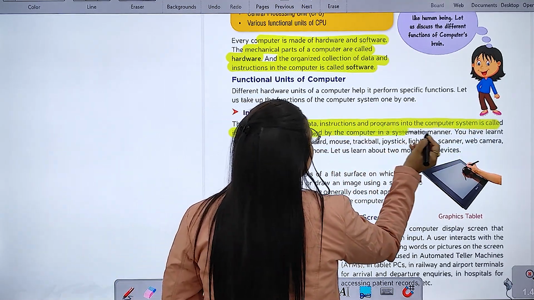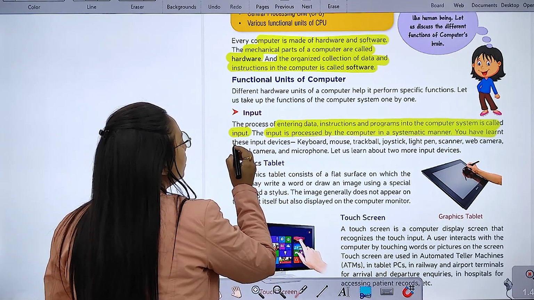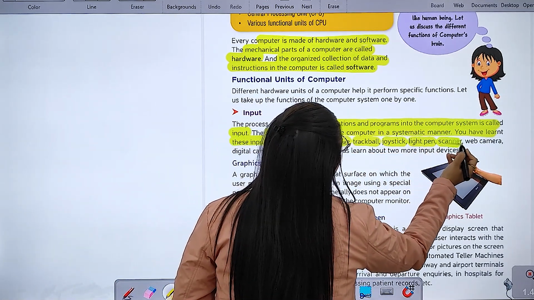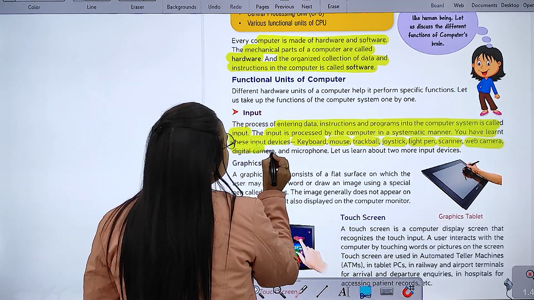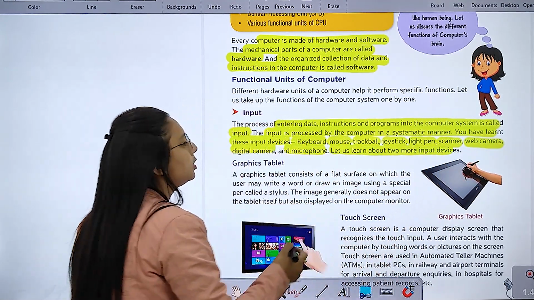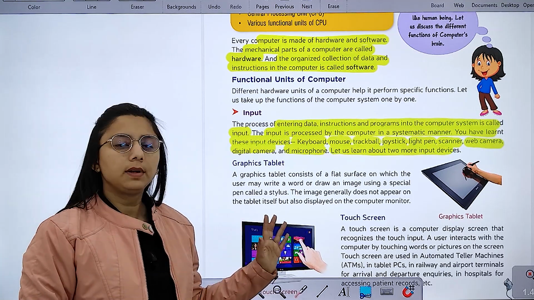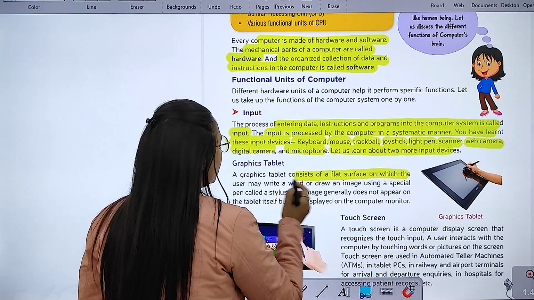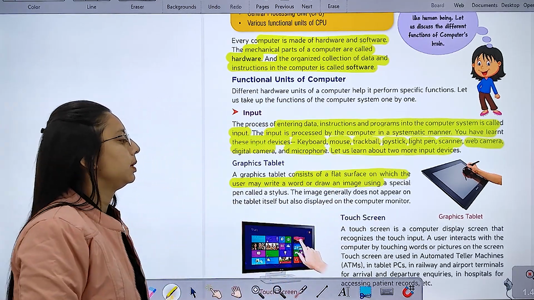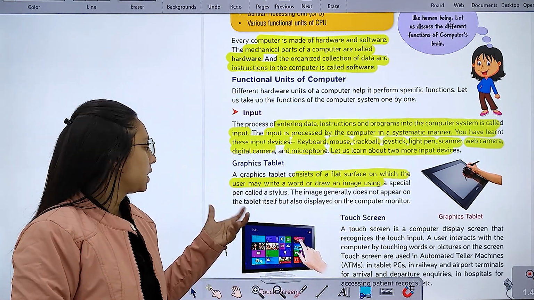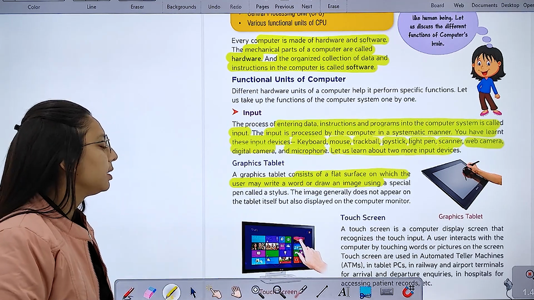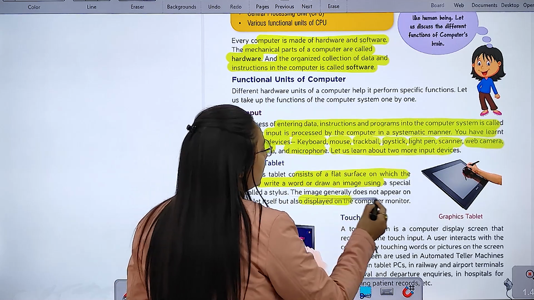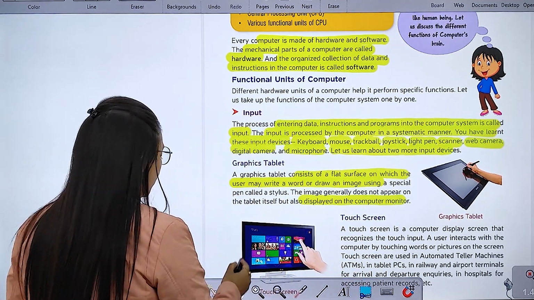The input is processed by the computer in a systematic manner. You have learned these input devices like keyboard, mouse, trackball, joystick, light pen, scanner, web camera, digital camera, microphone. Let us study two more input devices. We have graphics tablet and touchscreen. Graphic tablets consist of a flat surface on which the user may write a word or draw an image, and we use a special pen called stylus, right? The image generally does not appear on the tablet itself, but is displayed on the computer monitor.